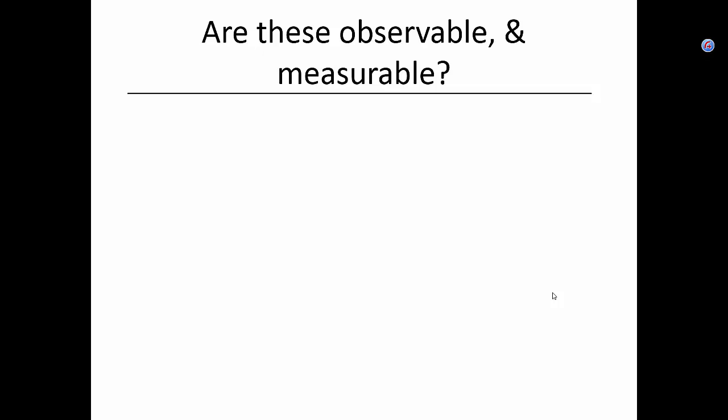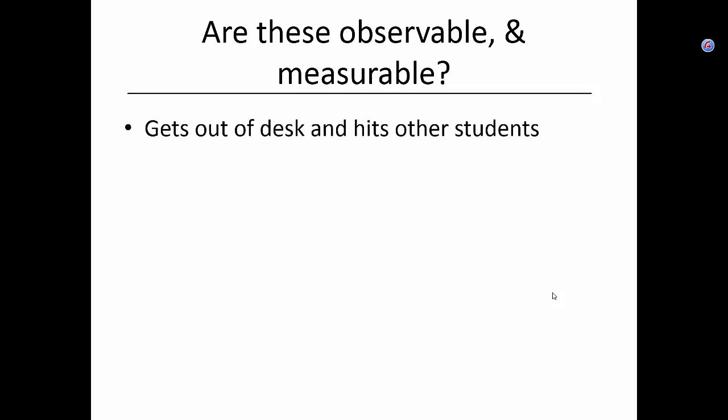So we've got a little activity for you here. I'm going to put up on the screen an example of a definition of behavior, and I want you to say to yourself, is this observable? Yes, or no, it's not observable. I'm going to pause for a second and let you come to your judgment, and then we'll give you our response. So the first one. Student gets out of their desk and hits another student. Is that observable and measurable? Yes or no? So we would say yes, that is pretty measurable and observable.